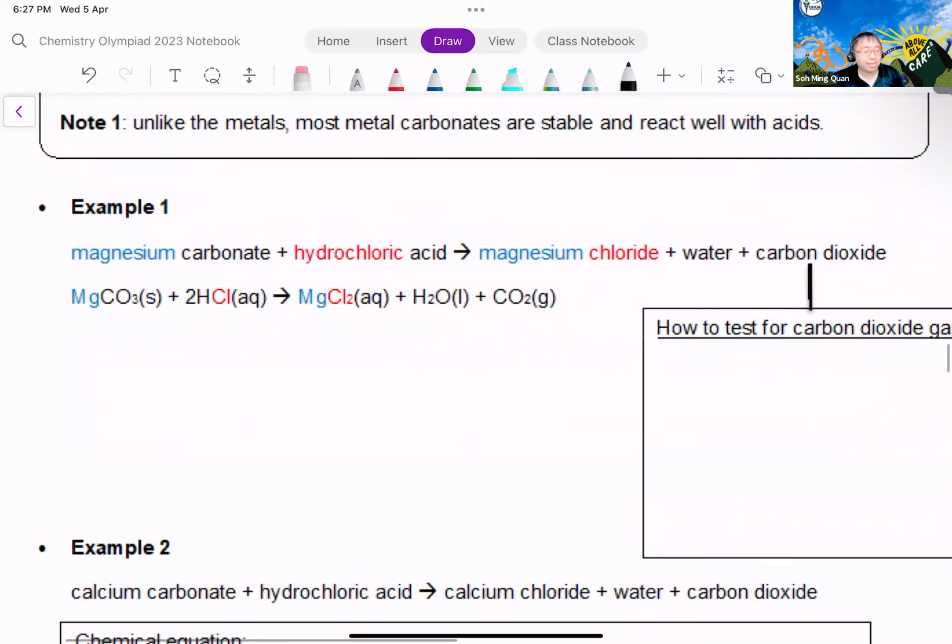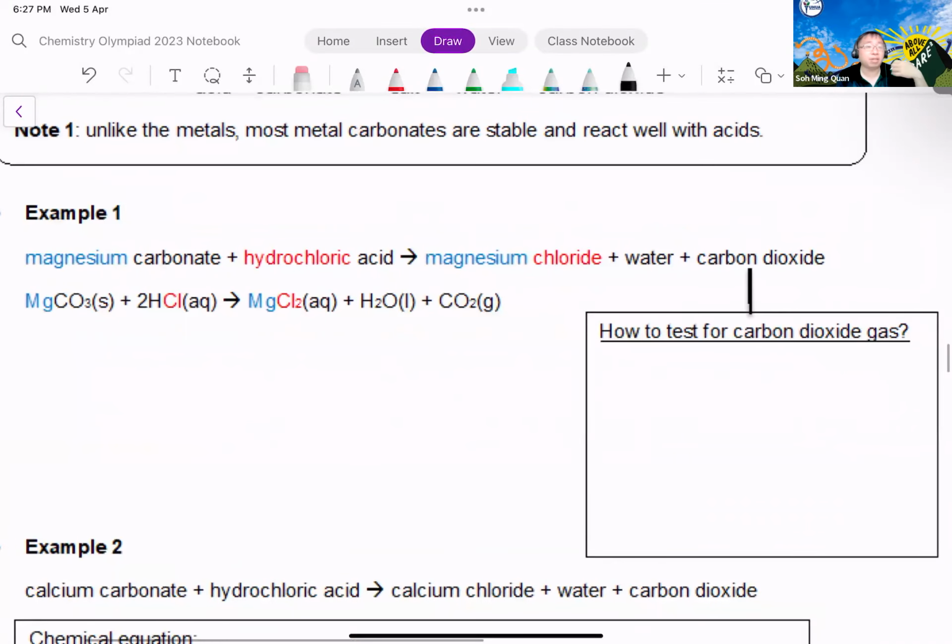So again, it's the same principle. In terms of naming of the salt, the first part is the metal's name. So example 1 is magnesium carbonate. So the metal is magnesium. So the salt's name must start with magnesium. Then the second part is from the acid. Hydrochloric acid, chloride.